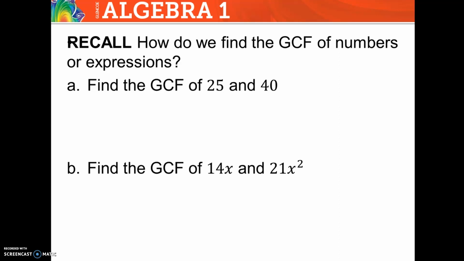Try this one on your own. Pause the video, try it, and then I will continue on here. It's good to try it on your own. So 25 factors into 5 times 5, 40 factors into 2 times 2 times 2 times 5, sorry, and their GCF would be 5.